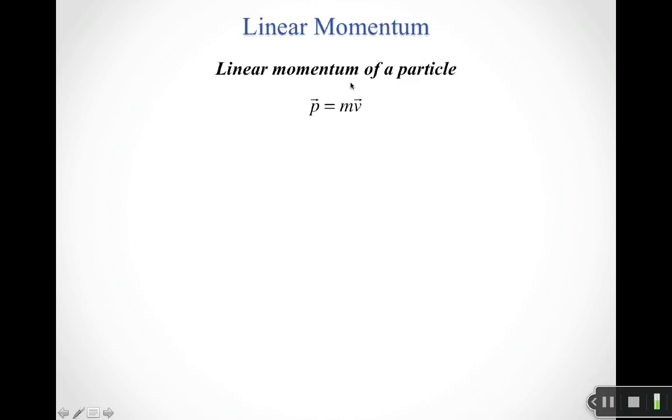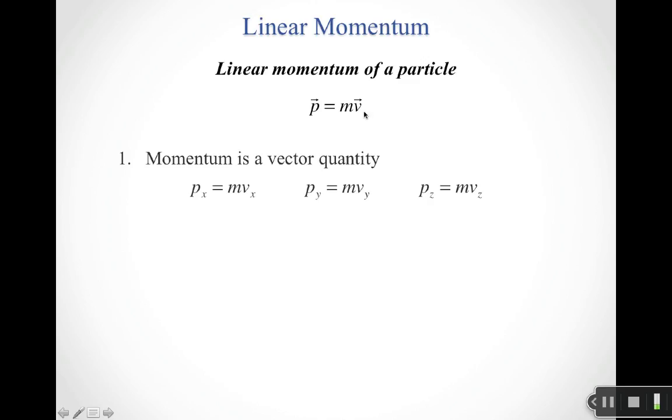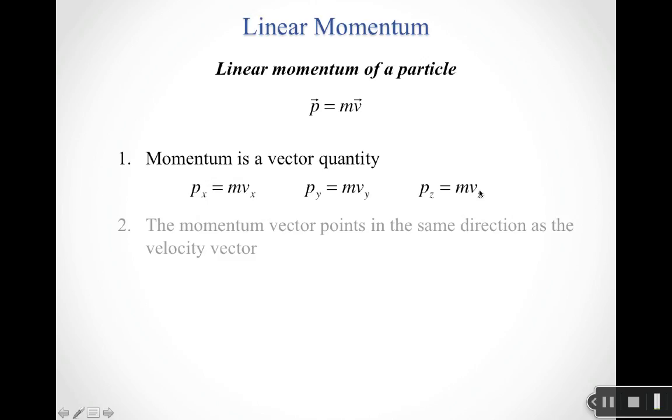So let's start by talking about a definition for momentum. The linear momentum of a particle we can calculate with the following expression. P here is the linear momentum, m is the mass, v is the velocity vector. So this tells me a couple things. First and foremost, it tells me that momentum is a vector quantity. So really this is three equations. One that tells me that the x component of momentum is equal to the mass times the x component of velocity. A second one that tells me the y component of momentum is equal to mass times the y component of velocity. And then a third one that we won't use very often, but it's still there, is that the z component of the momentum is equal to mass times the z component of velocity.